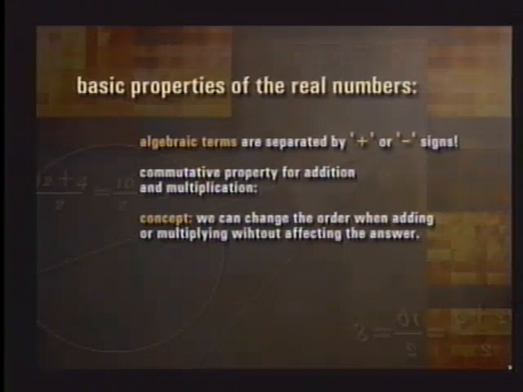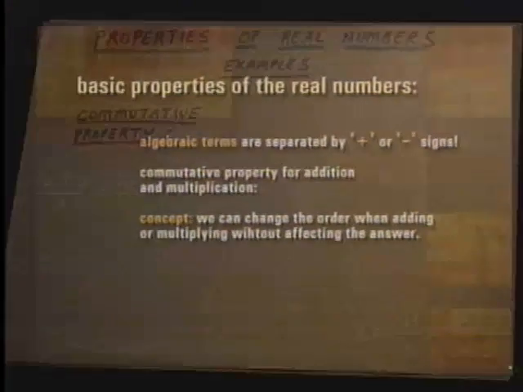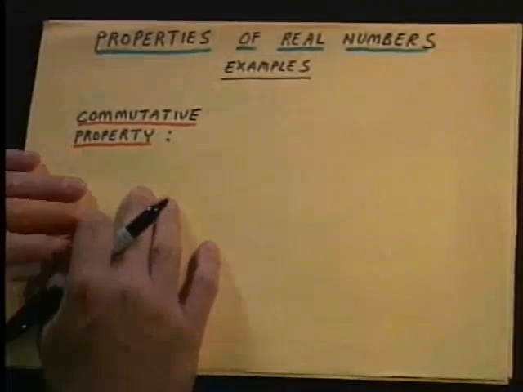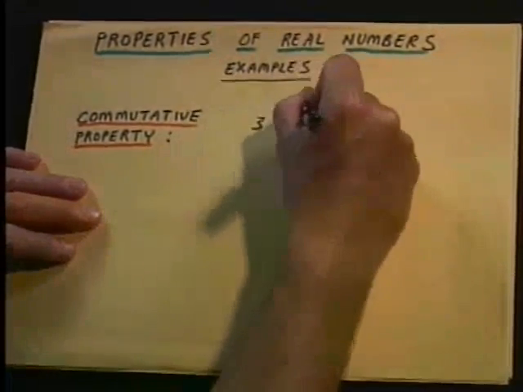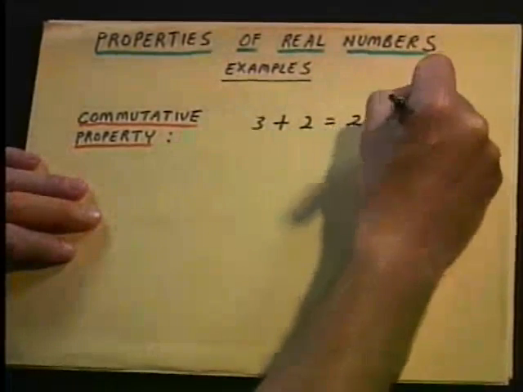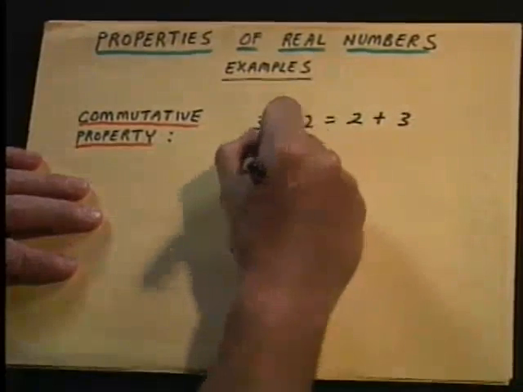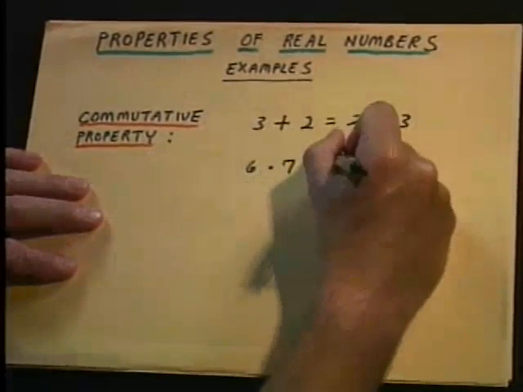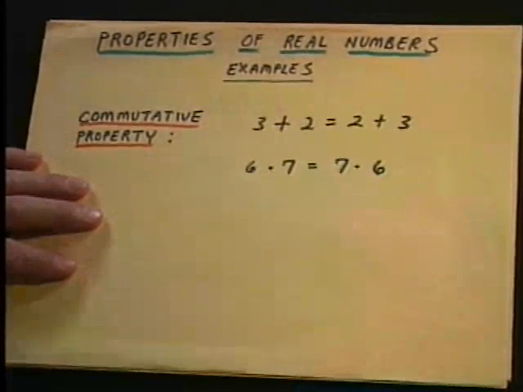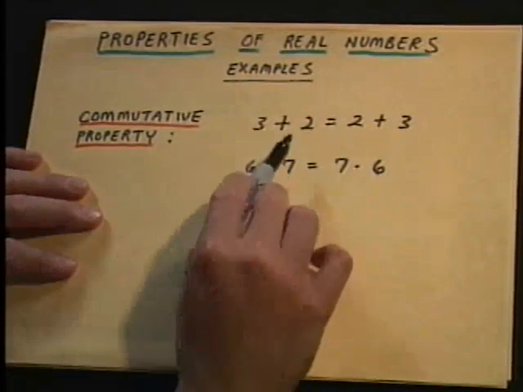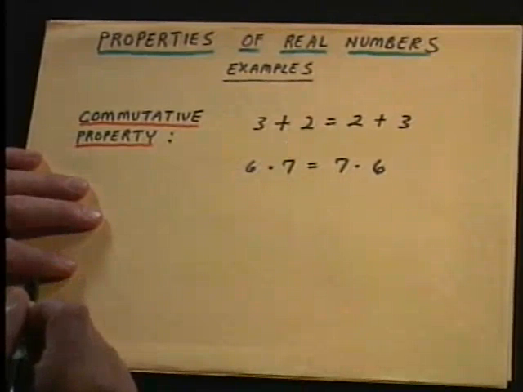The commutative property for addition and multiplication says this, the concept: we can change the order when adding or multiplying without affecting the answer. All right, so let's go to some examples of that. The commutative property, and this is kind of a no-brainer, says 3 plus 2 can also be written as 2 plus 3. You're going to get 5 either way you look at it. Or you could say 6 times 7 is going to equal 7 times 6. It does not matter which way you add or which way you multiply using the commutative property.